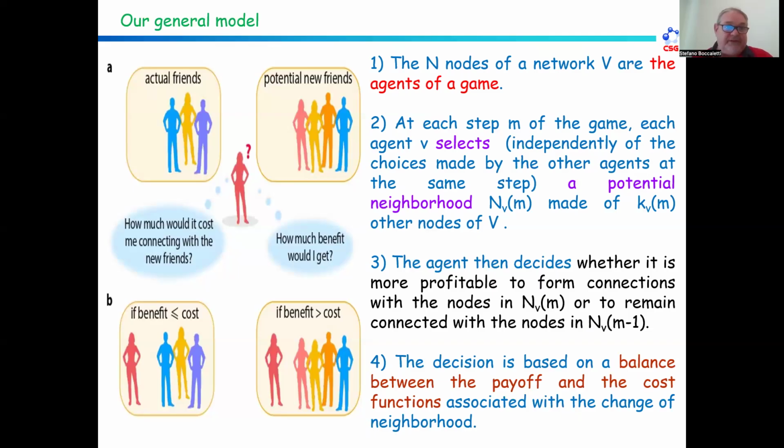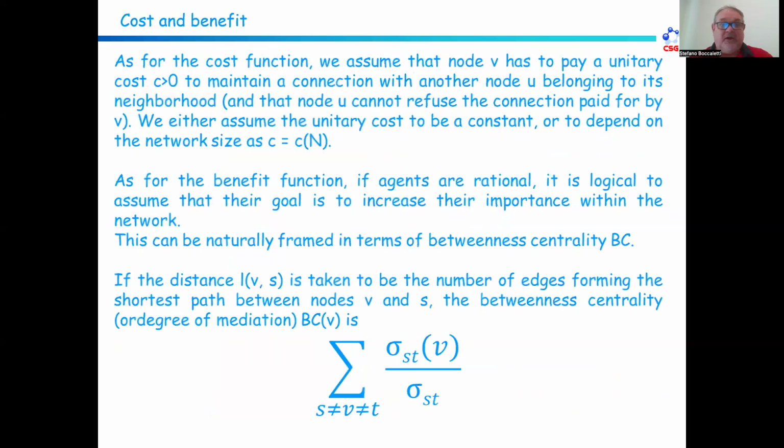So what you have to do is to define a cost function, a benefit function, and to run the game. For the cost function, I repeat, I'm now trying to put a sort of zero model, a very simple, archetypical model. Then one can make all kinds of refinements of the model. For the cost function, it is reasonable to assume that each node has to pay a unitary cost, C larger than zero, to maintain a connection.